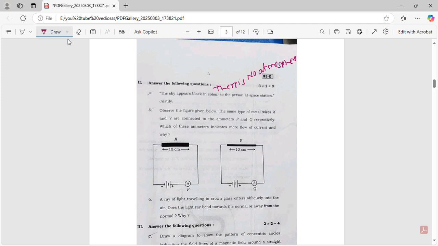Observe the figure given below. The same type of metal is there, but wires X and Y are connected to ammeters P and Q respectively. Which of these ammeters will show more flow of current? Obviously X will show, because the X wire is a thick wire. The resistance is less. Thick wire means the resistance will be less.